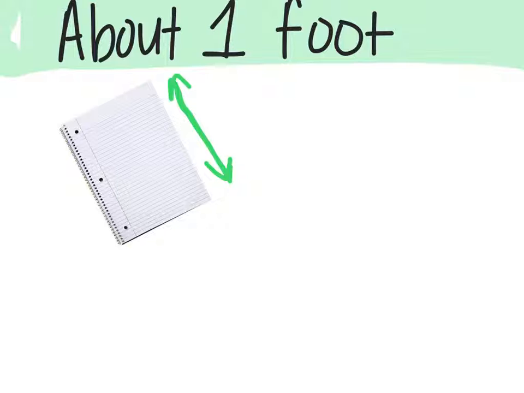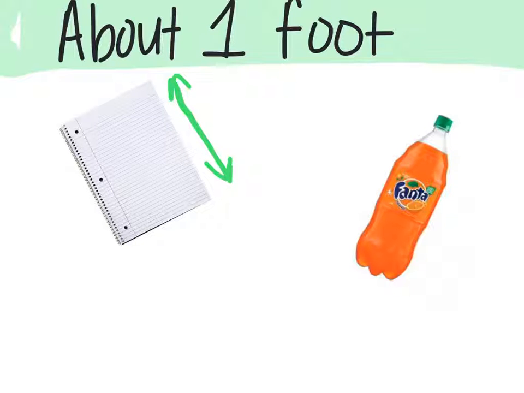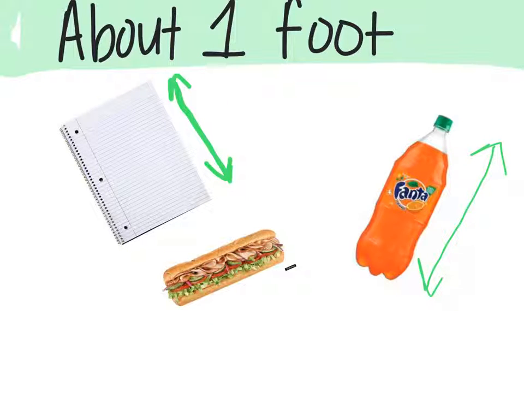If something is about the size of the long end of a piece of notebook paper, it is about 1 foot. Another visual for you is a 2-liter bottle of soda. Again, how tall it is is almost 1 foot. So if something is about as tall as a 2-liter bottle of soda, it's about 1 foot tall or long. And lastly, I have here for you one of those Subway foot-long sandwiches. So these are obviously about 1 foot long, as their name says, and so if something is about that long, we know that it's about 1 foot.